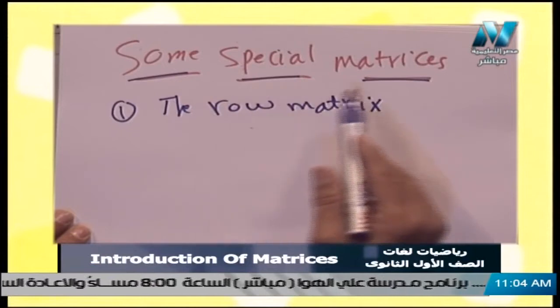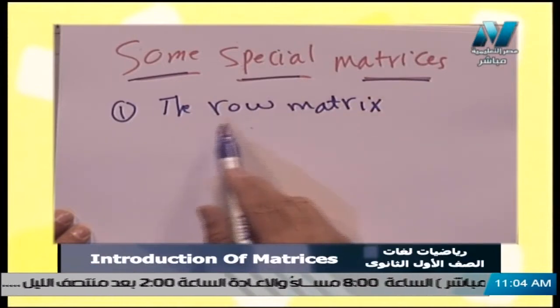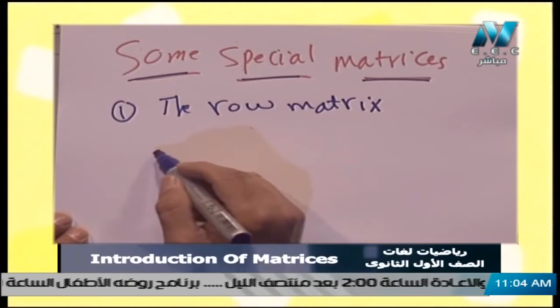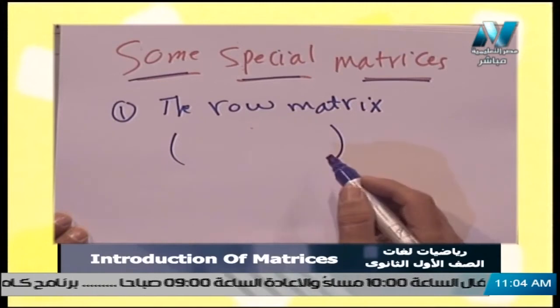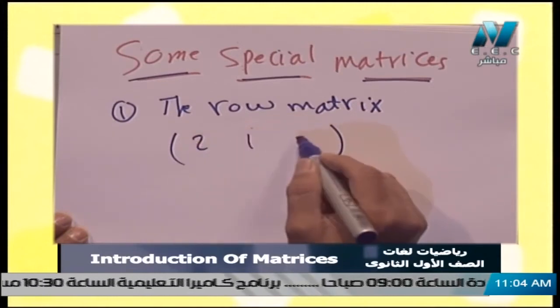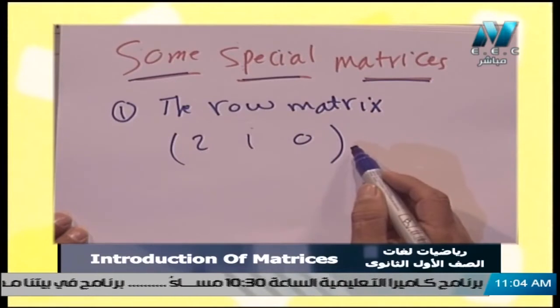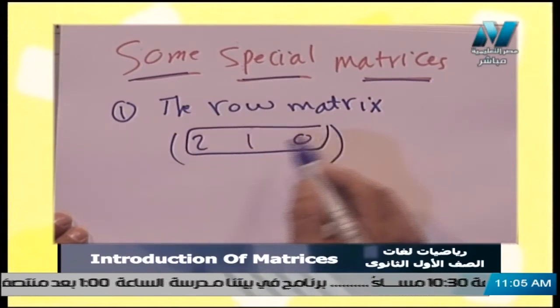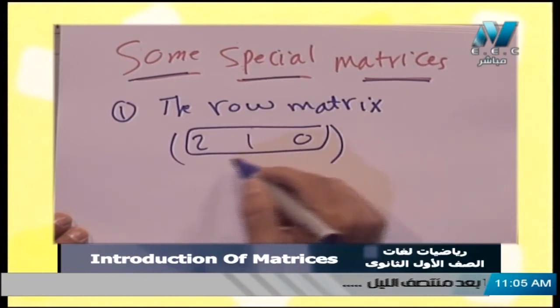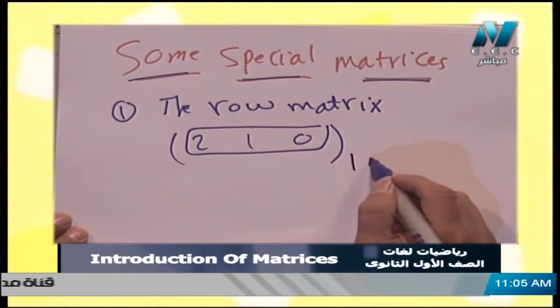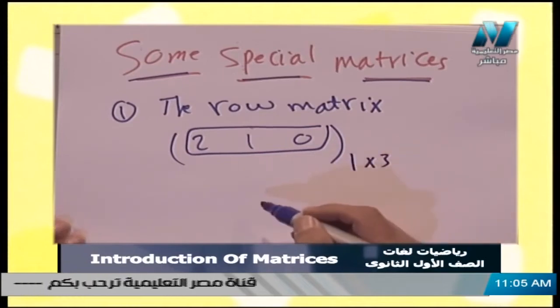What is the row matrix? Yes, okay, here. You know, some special matrices. We have the row matrix. What is the row matrix? The row matrix here is only a row with any number of columns. We can say 2, 1, 0. It's a row matrix. Why is it a row matrix? Because it's just one row and any number of columns. So this matrix is of order 1 by 3, as an example.